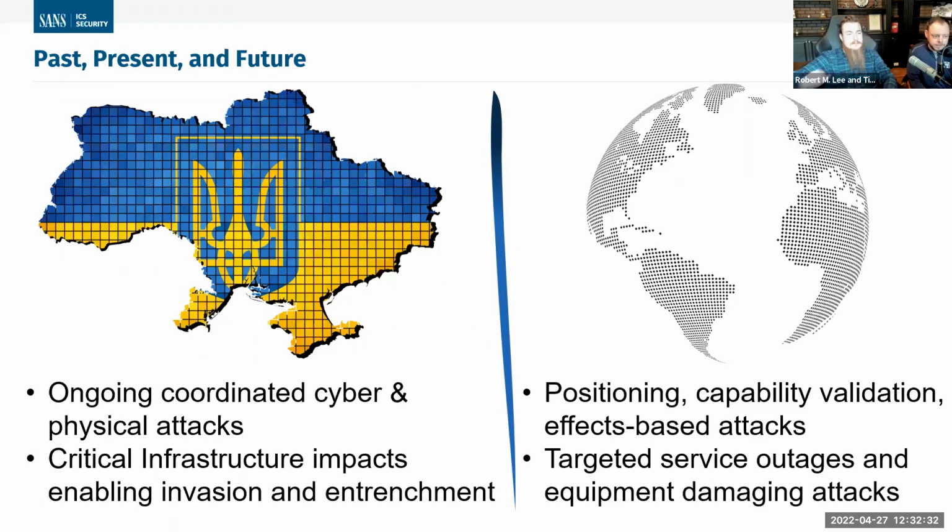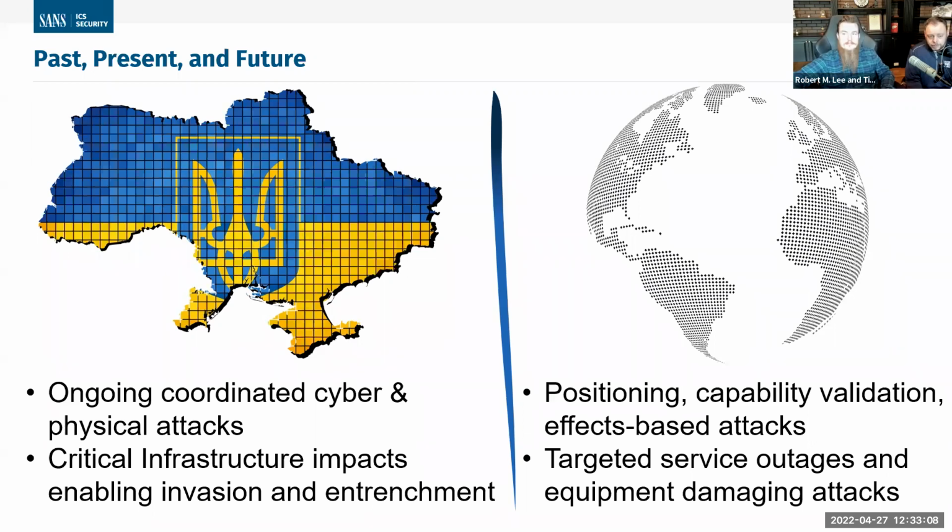The only reason I wanted to show this slide, we almost pulled it, was we have been doing a series on the Russia-Ukraine war across SANS and delivering messages of what people should be considering and thinking about, obviously, if they're in Ukraine and what that means to them. The ongoing coordinated cyber physical attacks targeting critical infrastructure in ways that enable the invasion and entrenchment. I think that message has not changed from the day we first started talking about this.